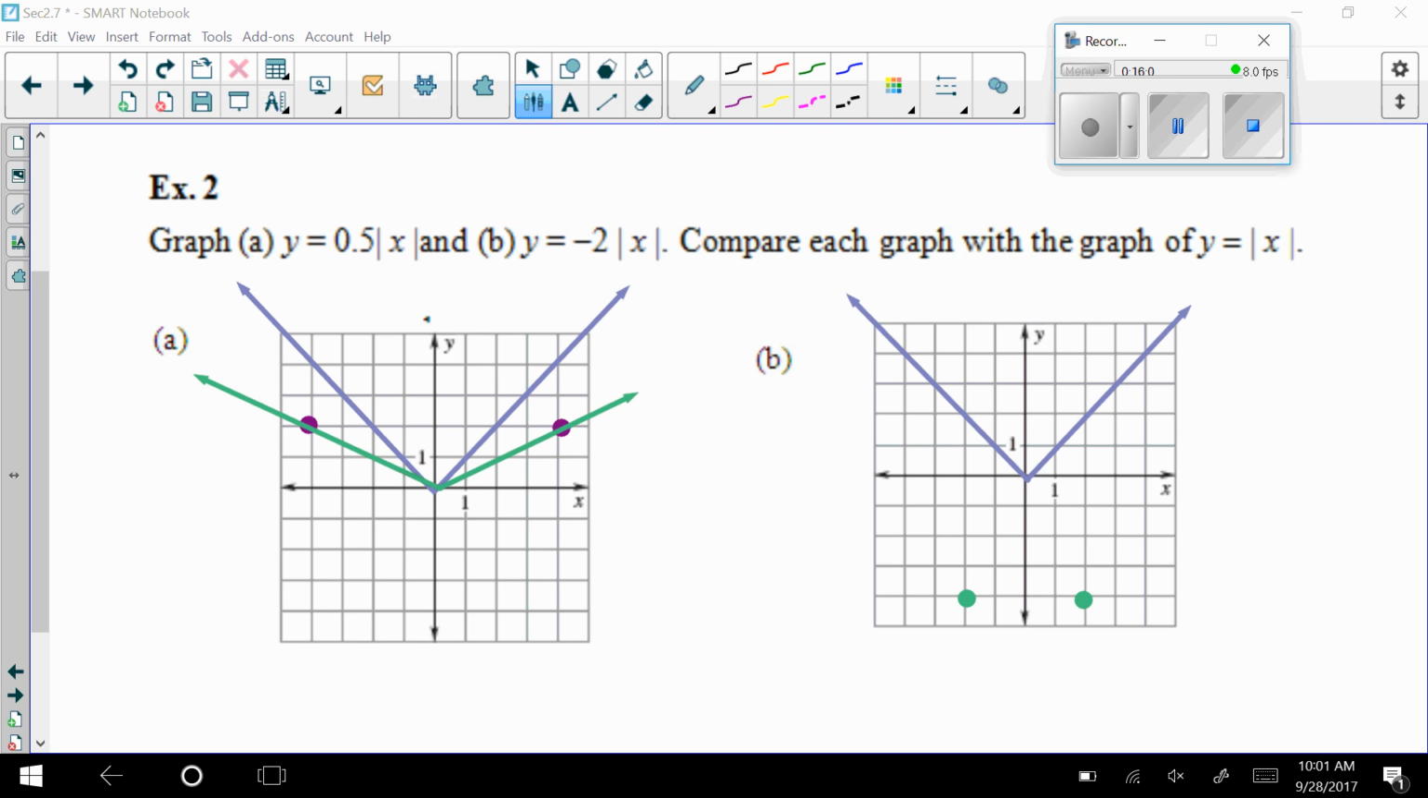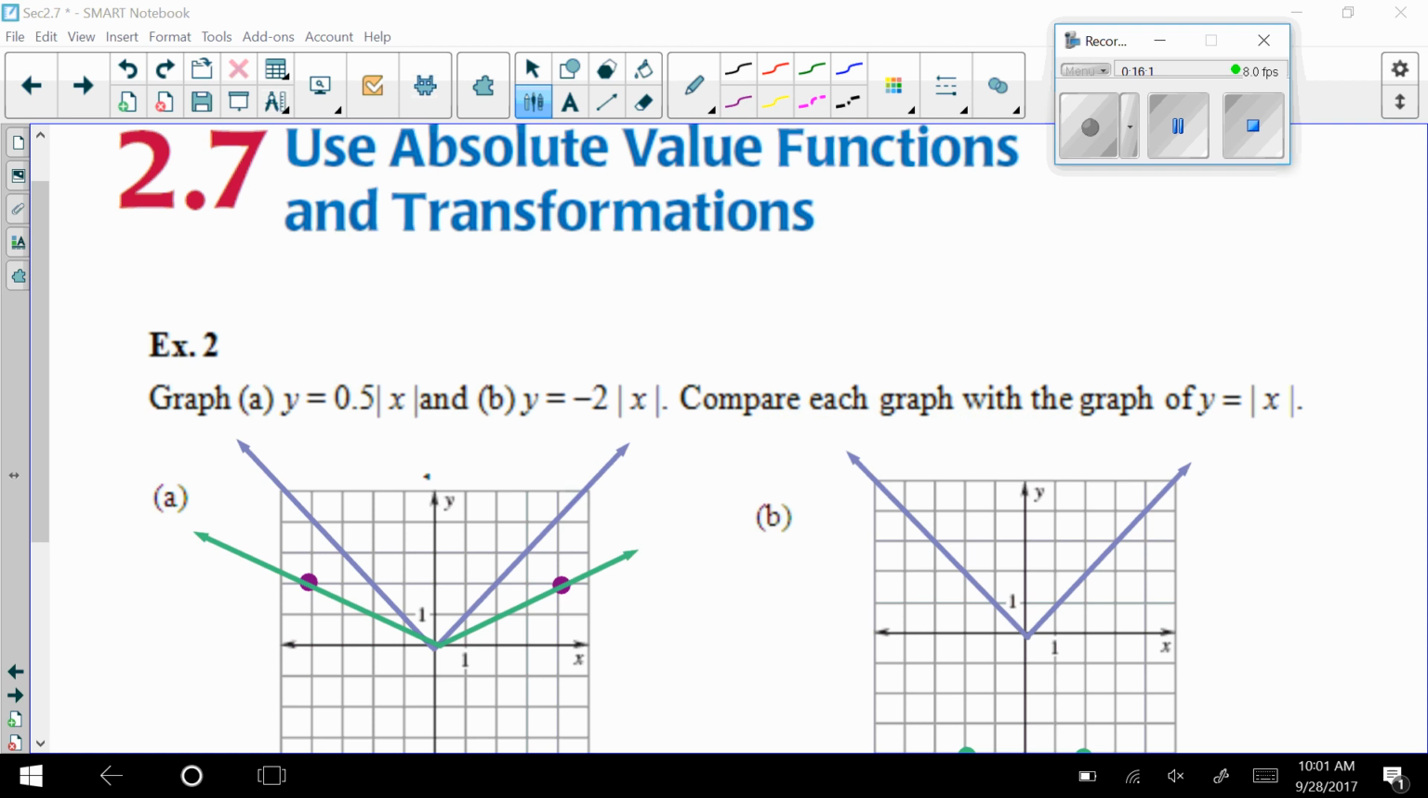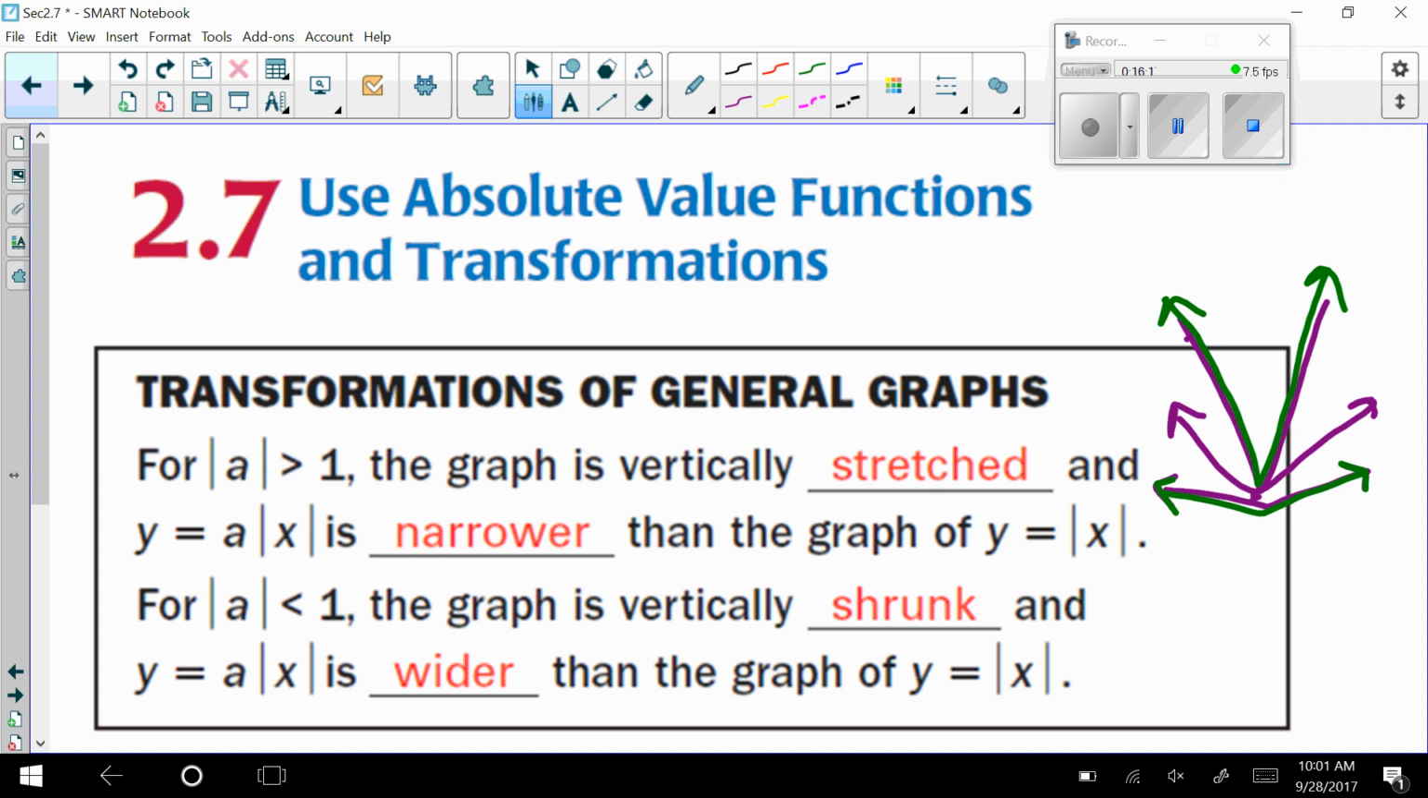And secondly, I know that it's a vertical stretch because it's less than -1. So therefore, the absolute value of a is greater than 1. If you look back on your last slide, the absolute value of a is greater than 1. It's a vertical stretch.